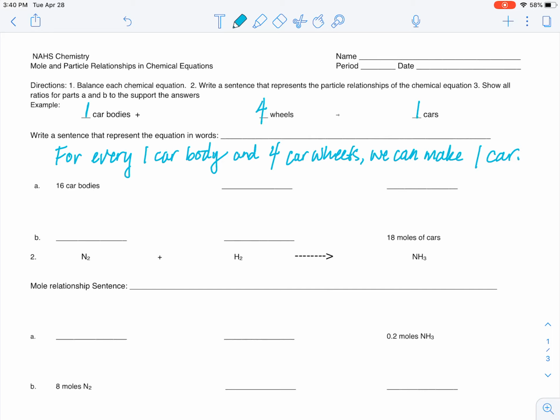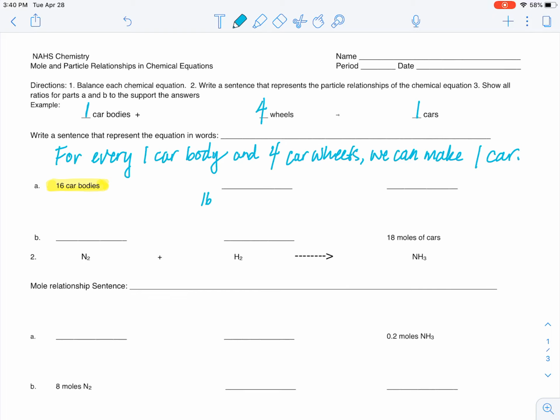So then, if we're going to change the amount of cars that we want to produce, all we have to do is look at these ratios of coefficients to determine how many car bodies or wheels we would need. So let's say our given is 16 car bodies. And we want to know exactly how many wheels and how many cars we would need and then make as a result of that given. So I'm going to go ahead and start with the given.